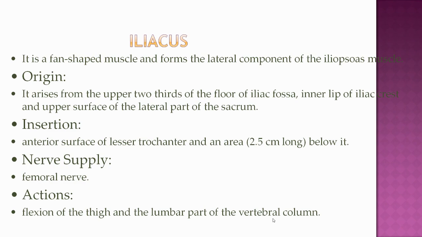Now we will see the iliacus muscle. It is a fan shaped muscle and forms the lateral component of the iliopsoas muscle. It takes the origin from the upper two-thirds of the floor of the iliac fossa and inner lip of the iliac crest and upper surface of the lateral part of the sacrum, and it takes the insertion into the anterior surface of the lesser trochanter and area below it. It is supplied by the femoral nerve and has the action of flexion of the thigh and the lumbar part of the vertebral column.